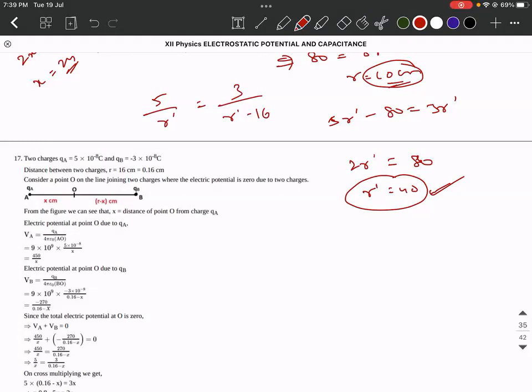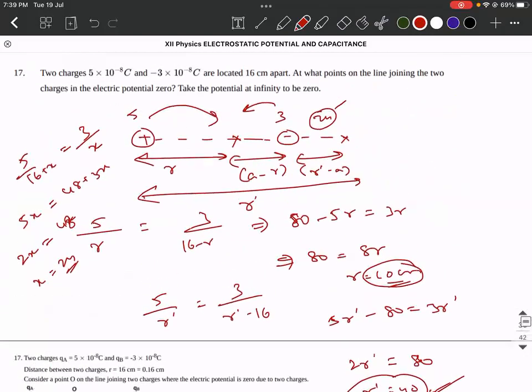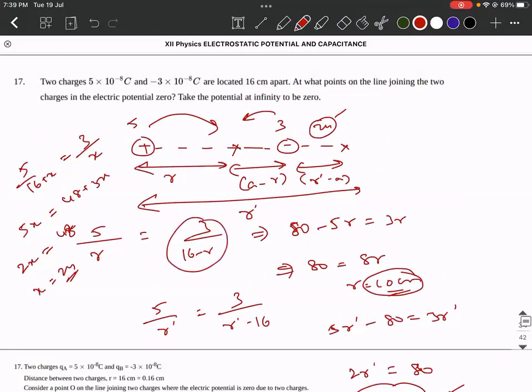If at all you have a problem where, on the line joining both the charges, you're asked to calculate the point where the total potential is 0, the first preliminary condition is both the charges should be of opposite sign. I wrote it as 5 by R is equal to 3 divided by 16 minus R, because what is the potential due to point A? KQ divided by R. What is the potential due to point B? Minus KQ dash divided by A minus R.